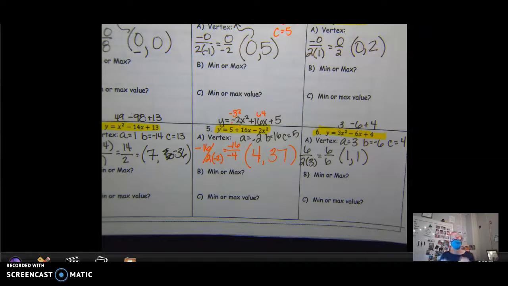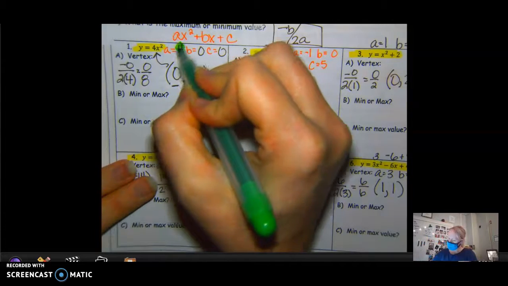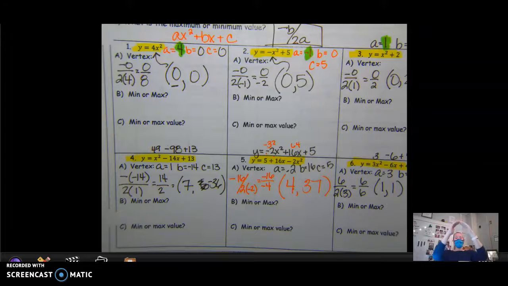Now, remember, your vertex is also your maximum value or your minimum value, right? To know if it's a maximum or minimum, you will look at your A value. If your A value is positive, the parabola goes up. Therefore, is it a maximum or minimum? Minimum. If your A value is negative, your parabola goes down. Is it a maximum or minimum? Maximum.